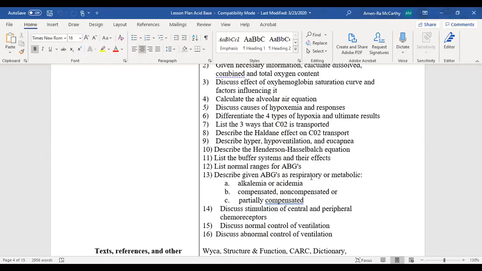And what the central chemoreceptor does and what it responds to. Then we're going to discuss the normal control of ventilation and abnormal control of ventilation. See how ventilation is not going to leave you? That's what you do. All right, so you see that's a lot. It's a lot for this.